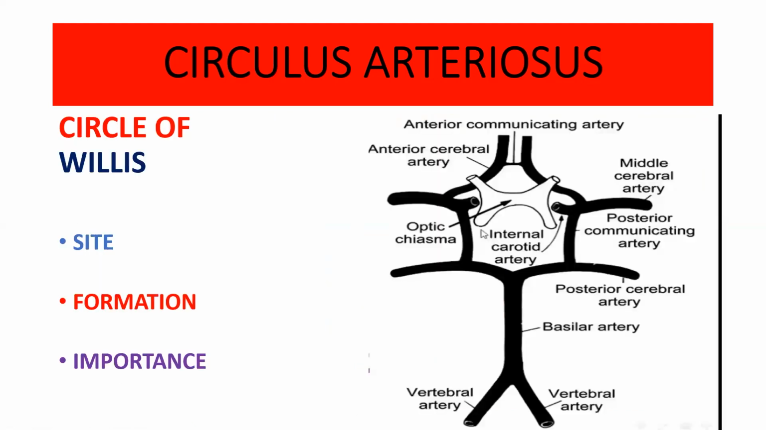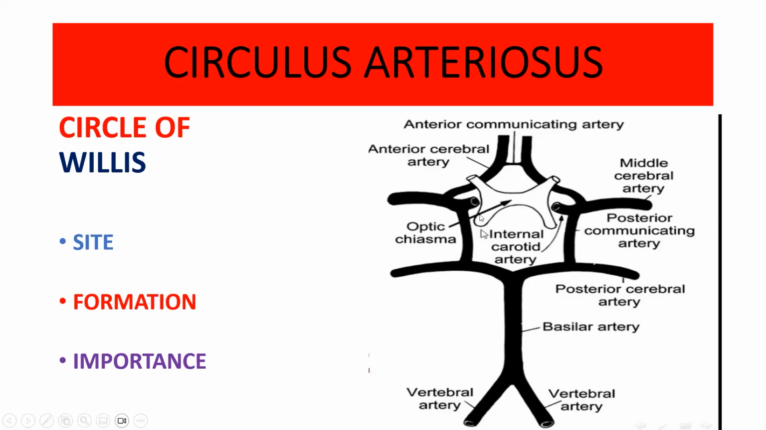Now, we'll talk about the site of the Circle of Willis, its formation, and the clinical correlates, or the clinical importance, of the Circle of Willis. The site of the Circle of Willis: we said that it is found at the base of the brain, specifically at the interpeduncular fossa, this region. So this is the optic chiasma.